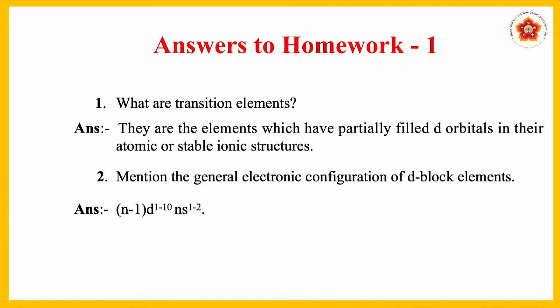The second one: mention the general electronic configuration of D block elements. We know very well that D block elements in total have 10 elements in them, which will be succeeded after the filling of the s orbital. Therefore, the configuration is going to be (n-1)d 1 to 10, ns 1 to 2.